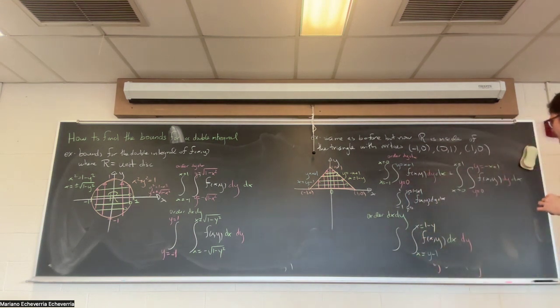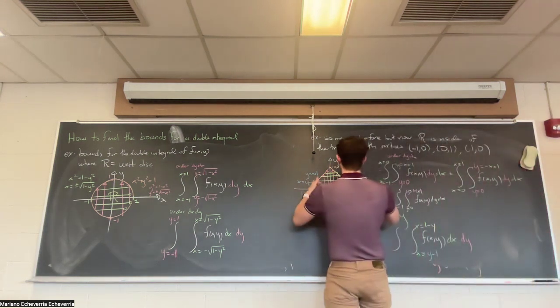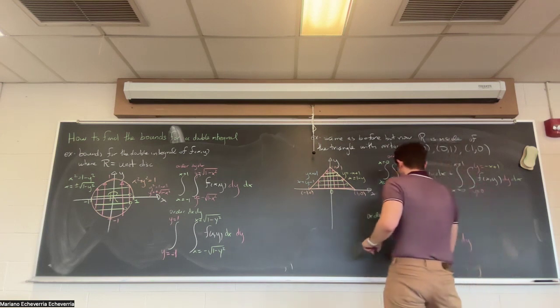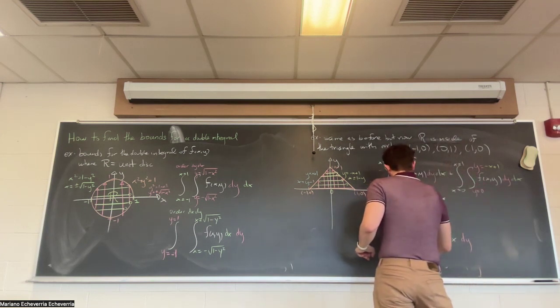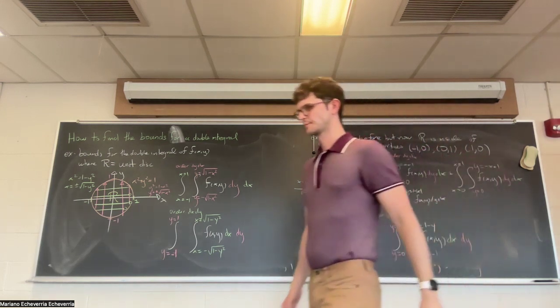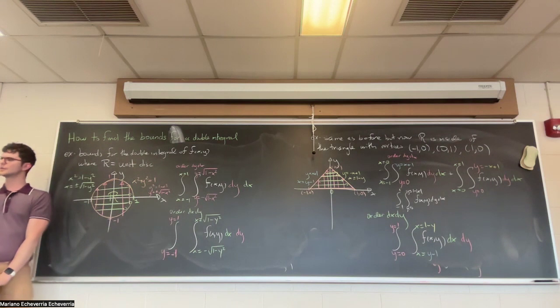And then the y bounds are just the lowest value of y and the top value of y, which happens at this vertex. And it goes from 0 to 1. Is that okay? Is that making sense?